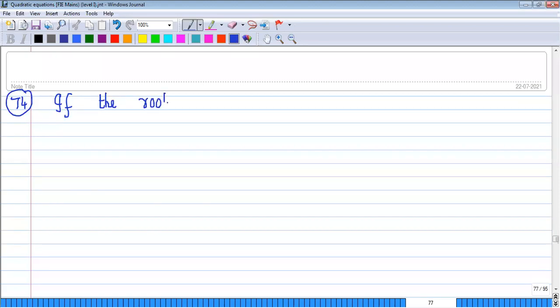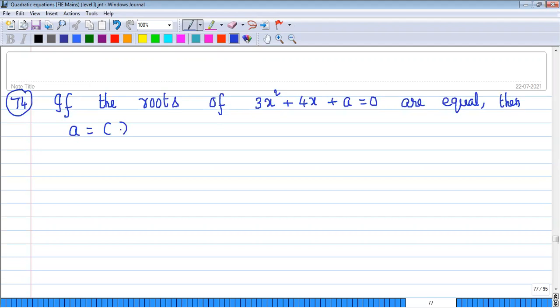If the roots of 3x square plus 4x plus a equals to 0 are equal, then a equals to: first option 4, second option 3, third option 4 upon 3, fourth option 3 upon 4.